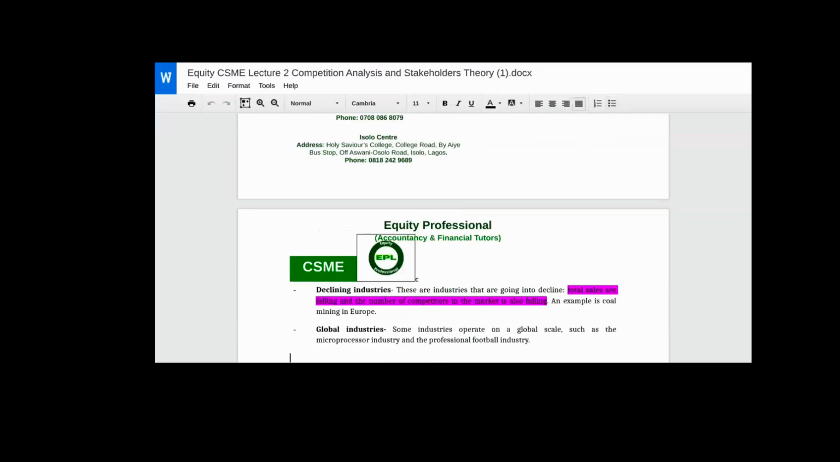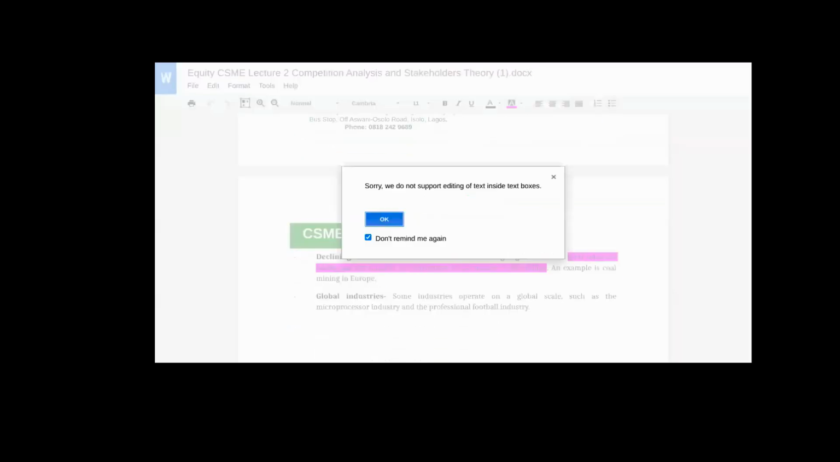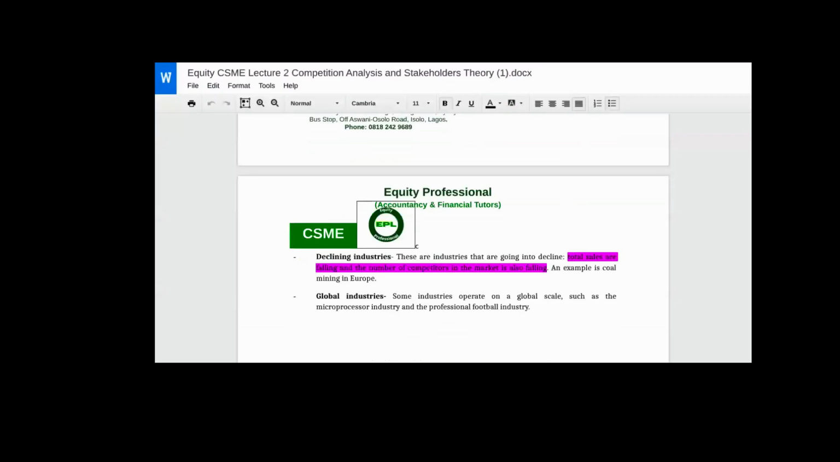Apart from the mature industry, we have the declining industry. The word decline, another word that we can use to replace it, means decrease, falling, reducing, decelerating. A declining industry is an industry that is experiencing retrogressing performance. The performance of that industry and all the participants is reducing. The industry is becoming not attractive again.